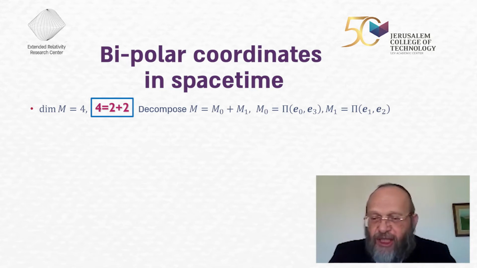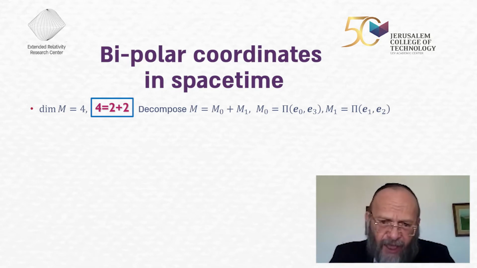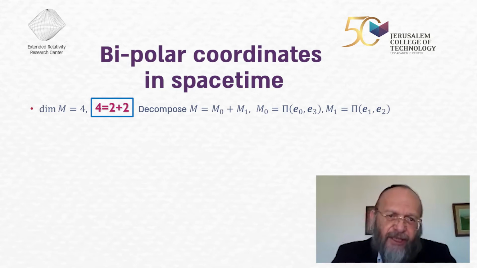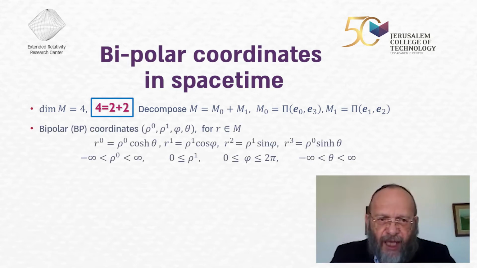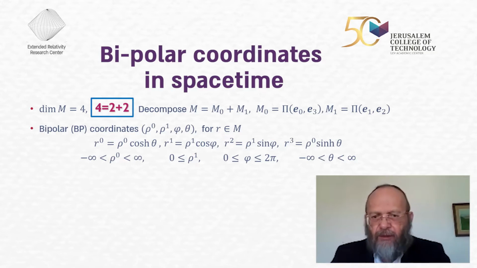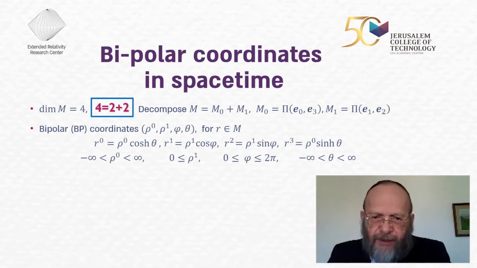For us, usually the Z direction is the preferred one because the direction that we feel the force, the gravitational force in our lab, so that's the preferred direction. And we introduce bipolar coordinates, which will have 2 coordinates of length, unit length, and 2 angles. For any vector R in M, and here they are defined. Really what they mean is as follows.